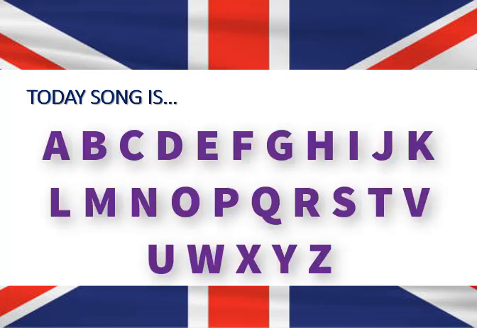A, B, C, D, E, F, G, I, J, K, L, M, N, O, P, Q, R, S, T, U, V, W, X, Y, and Z. Now you know your ABC. Next time you can sing with me. Now let's try to sing it together. Try to sing with me. Come on. A, B, C, D, E, F, G, I, J, K, L, M, N, O, P, Q, R, S, T, U, V, W, X, Y, and Z. Now you know your ABC. Next time you can sing with me.